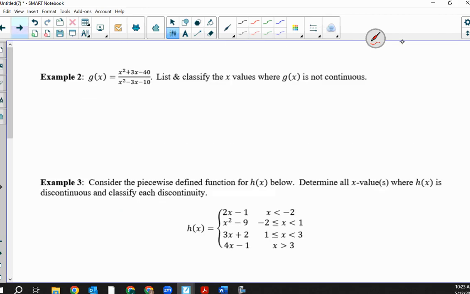All right, so let's figure out where this is not continuous. What do you think we need to do? Factor, yes. So let's write g of x in factored form. What does that numerator factor into? X plus 8. Good, x plus 8 and x minus 5. All right, what does the denominator factor into?